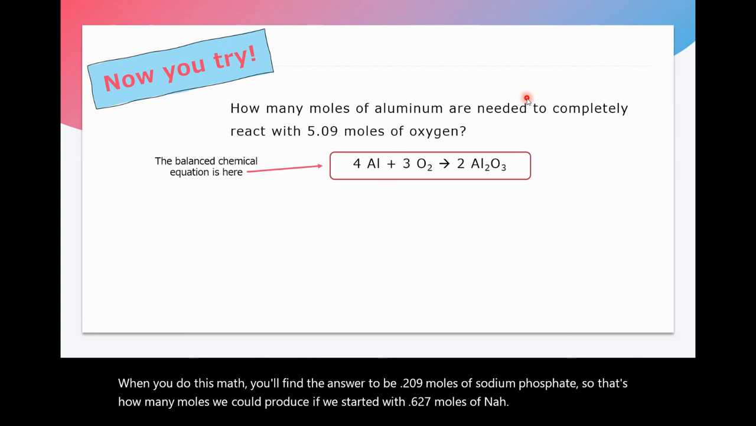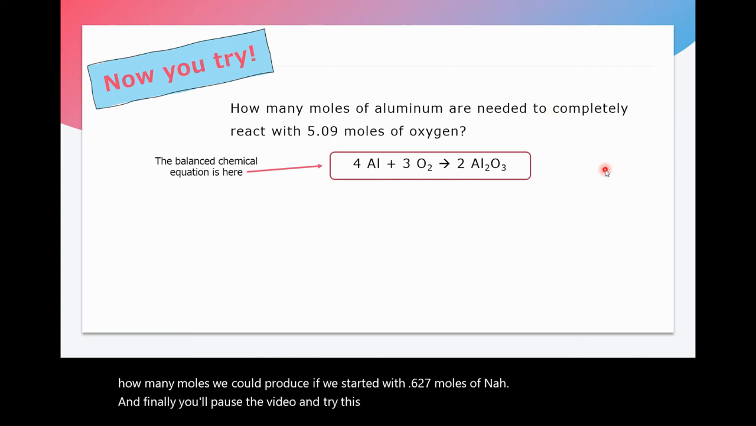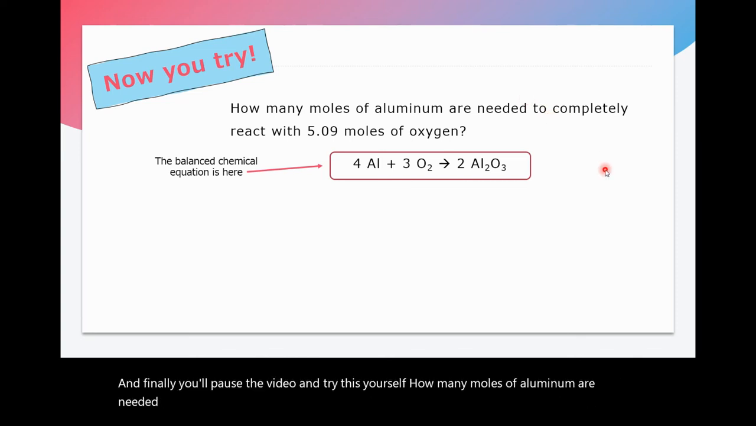And finally, y'all pause the video and try this yourself. How many moles of aluminum are needed to completely react with 5.09 moles of oxygen? Good luck. Okay, and here is the answer.